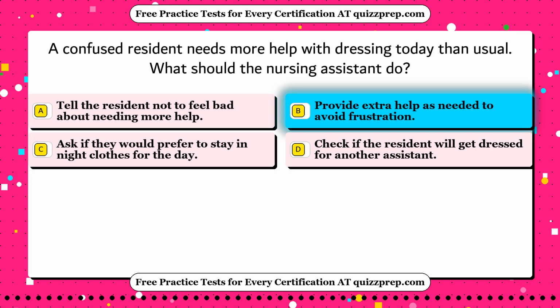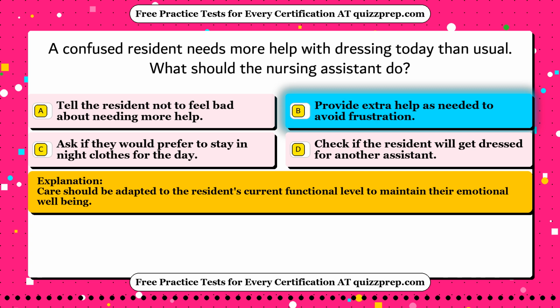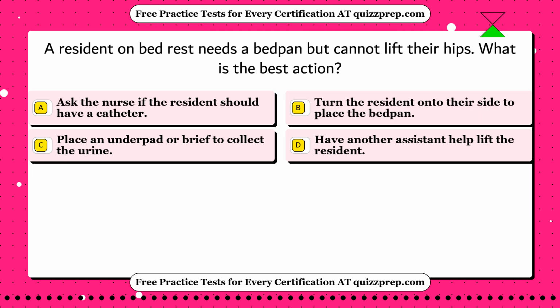The correct answer is option B. Provide extra help as needed to avoid frustration. Care should be adapted to the resident's current functional level to maintain their emotional well-being. Question 22. A resident on bed rest needs a bedpan but cannot lift their hips. What is the best action?